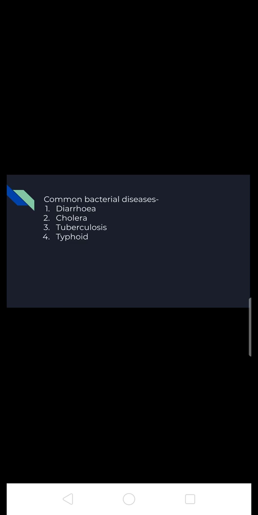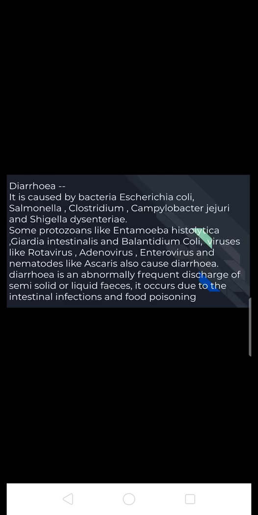Firstly, we will discuss diarrhea. Diarrhea is caused by the bacteria Escherichia coli, Salmonella, Clostridium, Campylobacter jejuni and Shigella dysenteriae. Besides the bacteria, some protozoans like Entamoeba histolytica, Giardia intestinalis and Balantidium coli, viruses like rotavirus, adenovirus and enterovirus, and nematodes like Ascaris also cause diarrhea. Diarrhea is an abnormally frequent discharge of semi-solid or fluid feces which occurs due to intestinal infections and food poisoning.